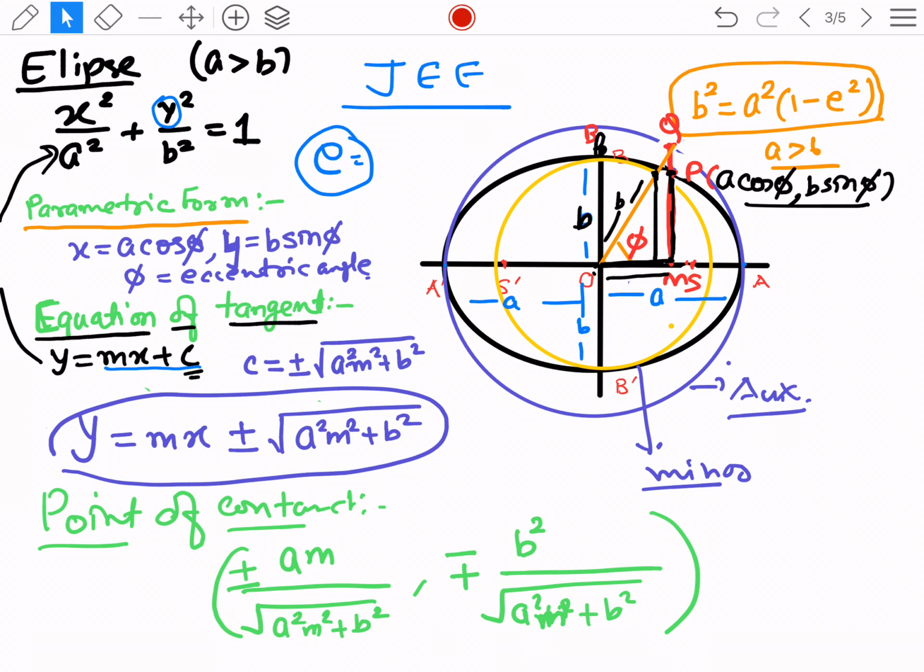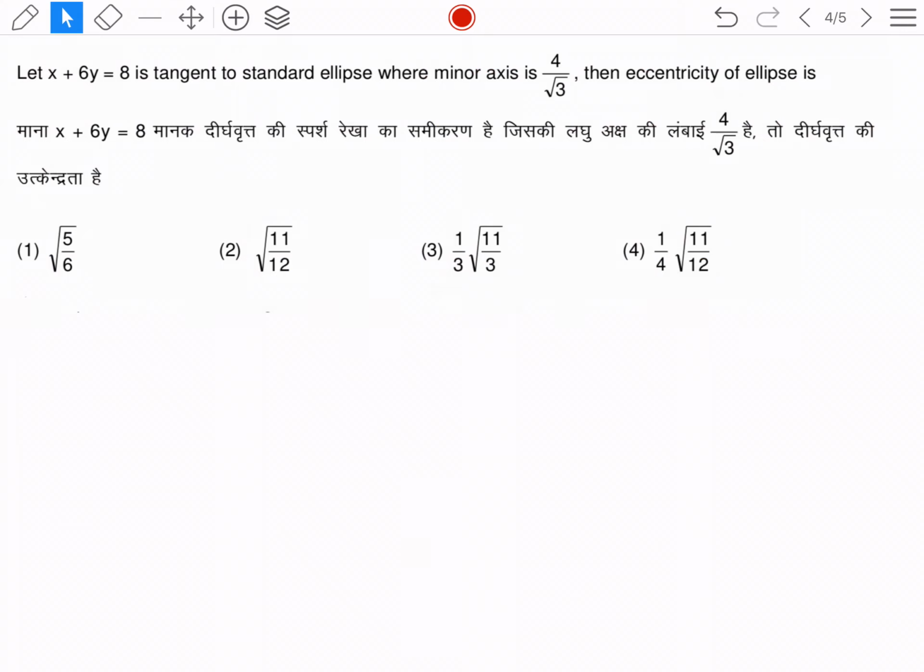Now students, the question is: let x plus 6y is equal to 8 be tangent to a standard ellipse, standard ellipse meaning a is greater than b, where the minor axis is 4 by root 3. Then the eccentricity of the ellipse is? So the standard ellipse is x square by a square plus y square by b square is equal to 1, which is the thing I know.